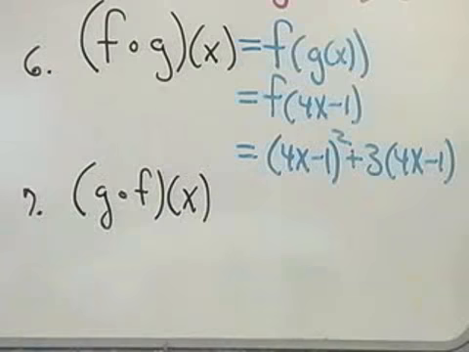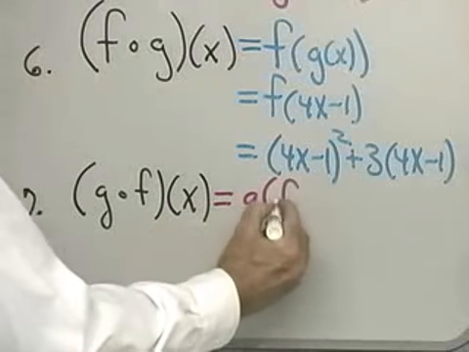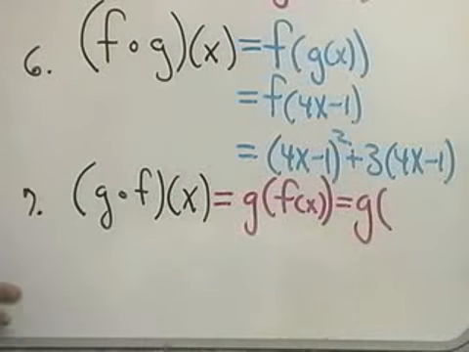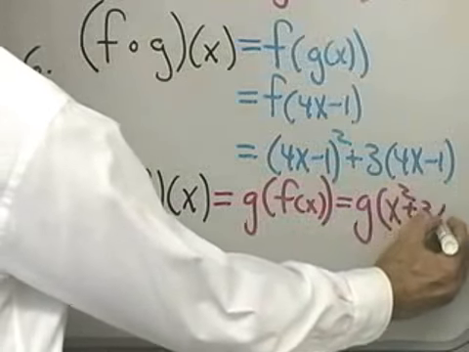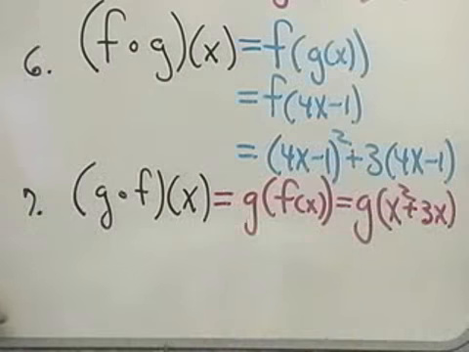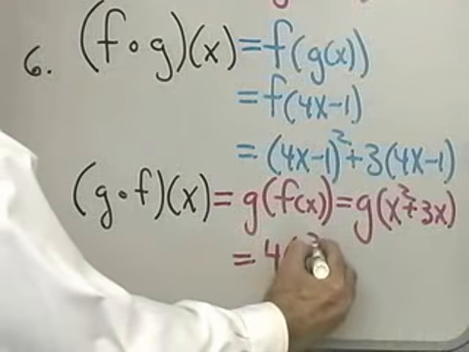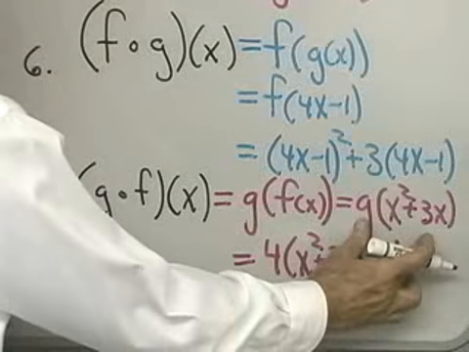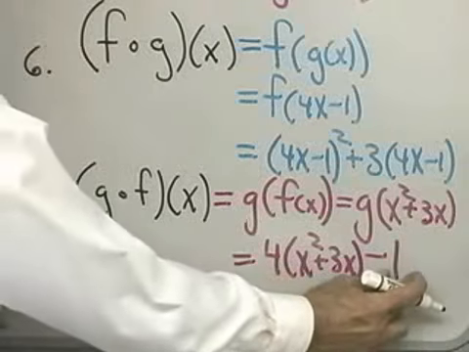G composed with f of x. Okay, that's going to be g of f of x, and f of x was given as x squared plus 3x. Well, what g does to anything is multiplies it by 4 and subtracts 1. So this is going to be 4 times x squared plus 3x, minus 1, because that's the definition for the function g. Whatever's in the parentheses, we multiply it by 4 and subtract 1.